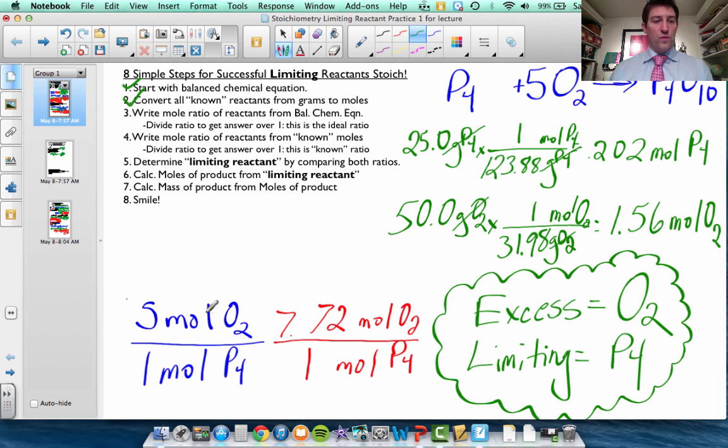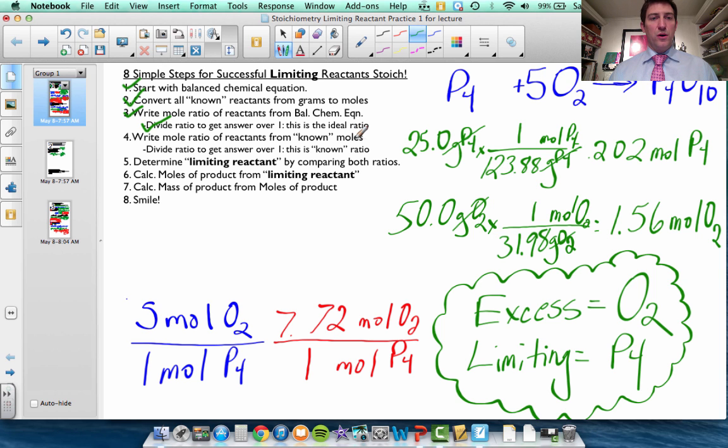So that basically takes care of this step, right? The mole ratio of reactants from balanced chemical equation. Again, you can put either one on the top and either one on the bottom. You're just going to have to be consistent throughout. And then divide the ratio to get an answer over 1. I don't have to. 5 divided by 1 is 5 over 1. So I can leave everything just the way I've got it right here. Step 4. Write the mole ratio of reactants from the known mole ratios.